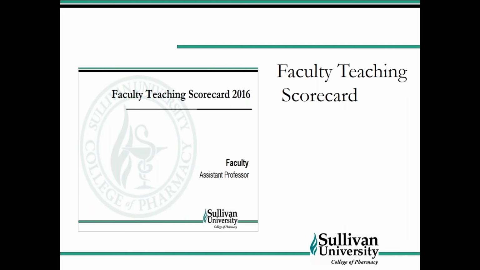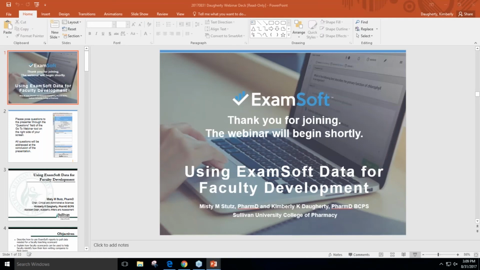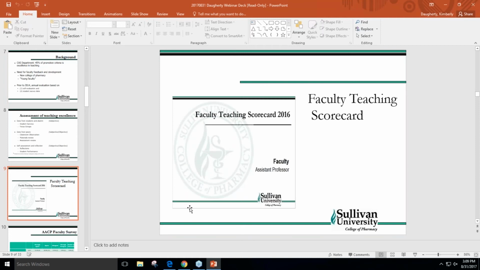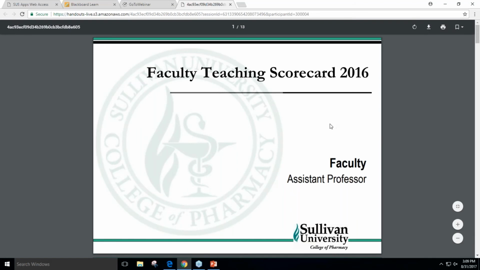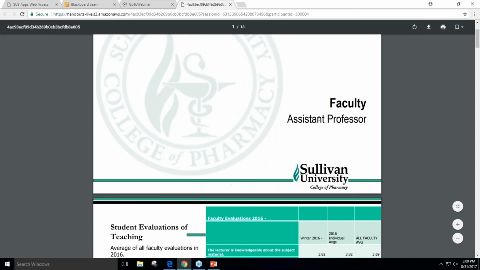And then we got to the point where I really wanted something that would hone in on both the subjective data from the students and peers, as well as the objective data that I will get from ExamSoft. And so we created this faculty teaching scorecard to help a faculty member actually see things in writing about how they do, especially in comparison with their peers. So this is what it looks like. I just wanted to show you this.